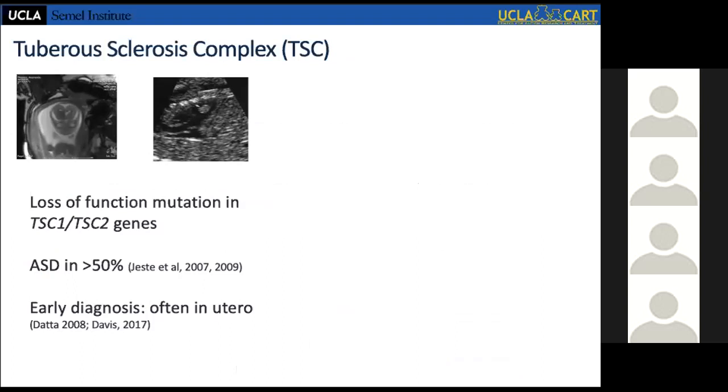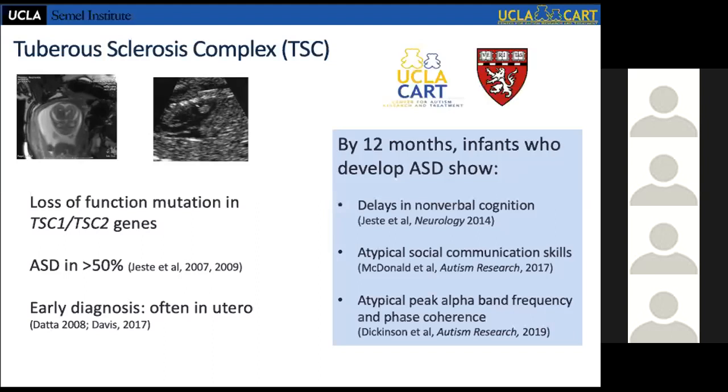What's important is that these babies are often diagnosed with TSC in utero because of either fetal MRI showing either subependymal giant cell tumors or cortical tubers in the brain, so either brain lesions, or because they have cardiac lesions. That's the more common way that they're diagnosed in utero, through these benign tumors in their heart. So they're diagnosed at birth, and we know they're at very high risk for developing ASD or other neurodevelopmental challenges.